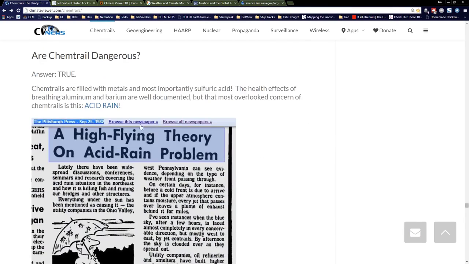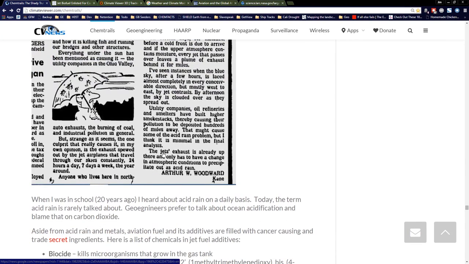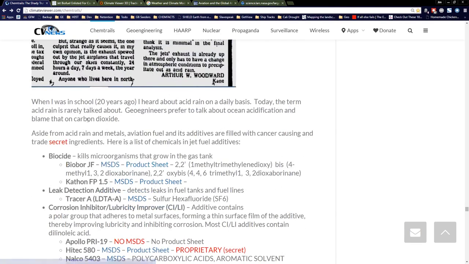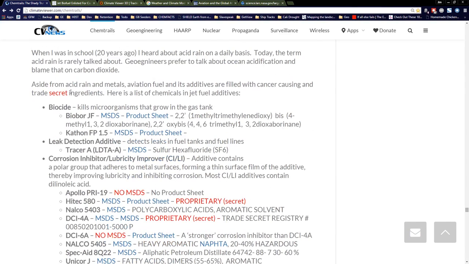So we come back over here. Are chemtrails dangerous? True. Chemtrails are filled with metals, and most importantly, sulfuric acid. The health effects of breathing aluminum and barium are well documented, but the most overlooked concern from chemtrails is this: acid rain. A high-flying theory on the acid rain problem. The jet's exhaust is already up there, and only has to have a change in atmospheric conditions to precipitate out as acid rain. This is from 1982. But when I was in school 20 years ago, I heard about acid rain on a daily basis. Today, the term acid rain is rarely talked about. Geoengineers prefer to talk about ocean acidification and blame it on carbon dioxide, but they don't talk about acid rain from these planes.